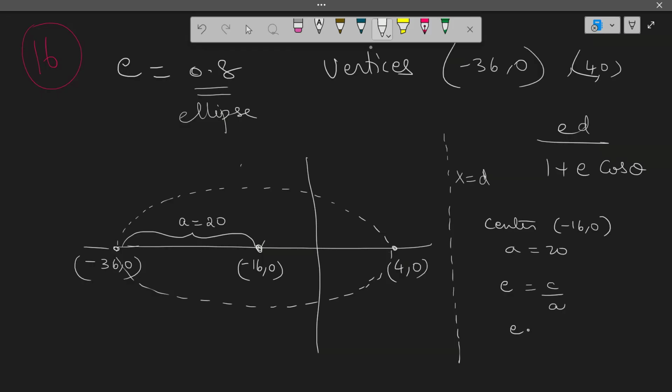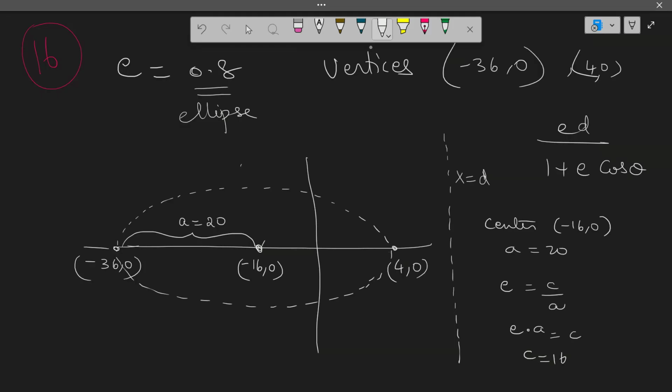So E times A is going to be C, right? That should make sense. E times A should make it C. What is A? 20. So let's multiply. 0.8 times 20 is 16. So therefore C is equal to 16.